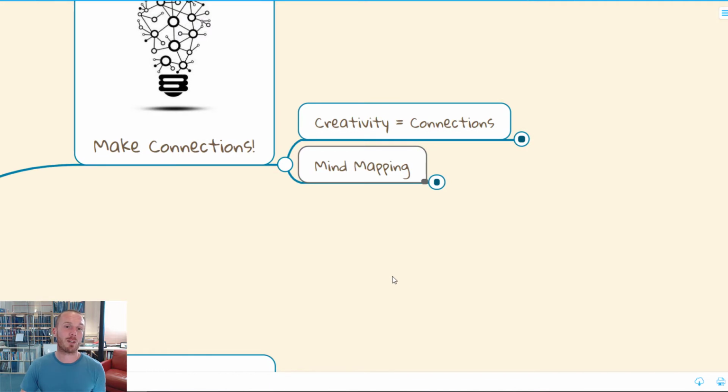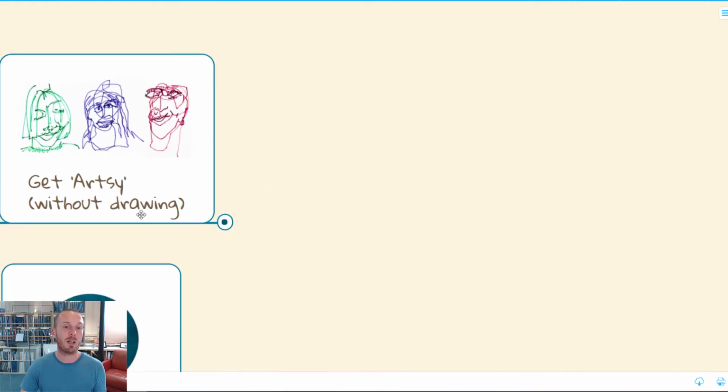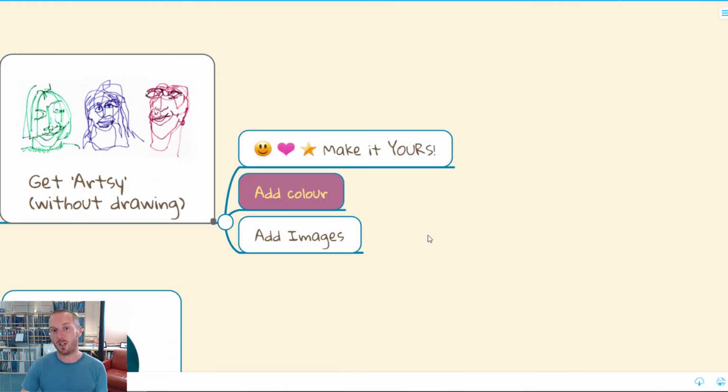So as I say, I think mind mapping is a great way to capture and reflect the natural creative thinking process. Once you've got some of the ideas into a mind map, it's also really going to help you on a creative side in terms of making it a little bit more personal, making it yours, and maybe getting a bit artsy, but without the drawings, importantly.